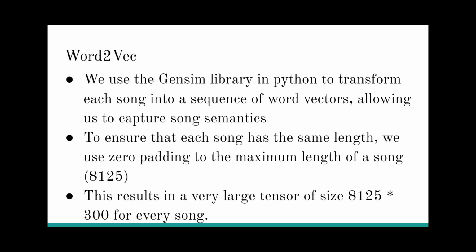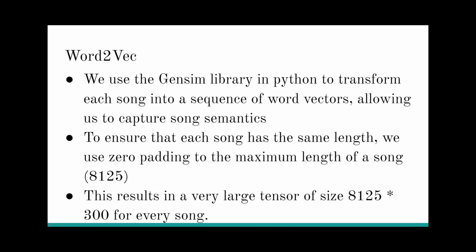Okay, but we still thought that there are lots of problems besides the huge dimension with the bag of words model. Like it doesn't really capture the meaning of words. So we use the word2vec method to transform each song into a sequence of word vectors. So each word in the song is turned into a vector, and a song is a sequence of words, so it becomes a sequence of vectors.